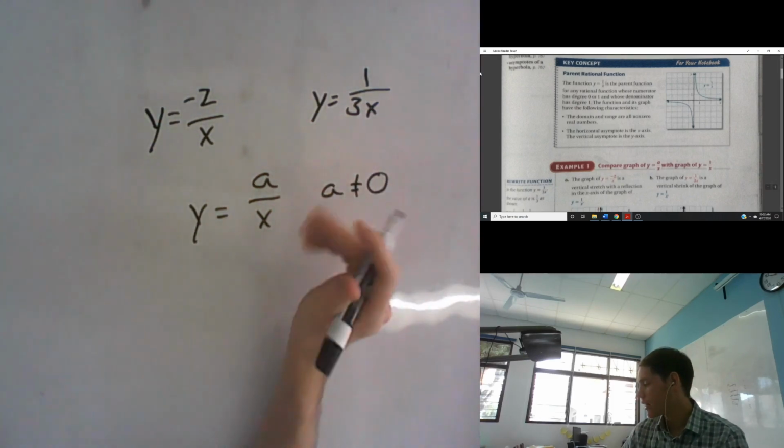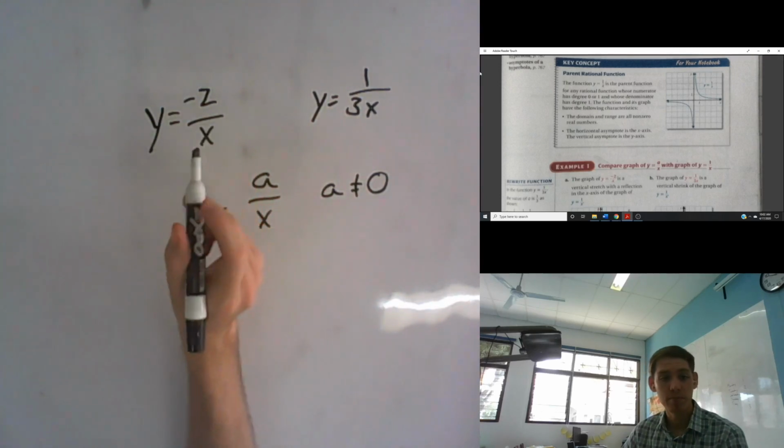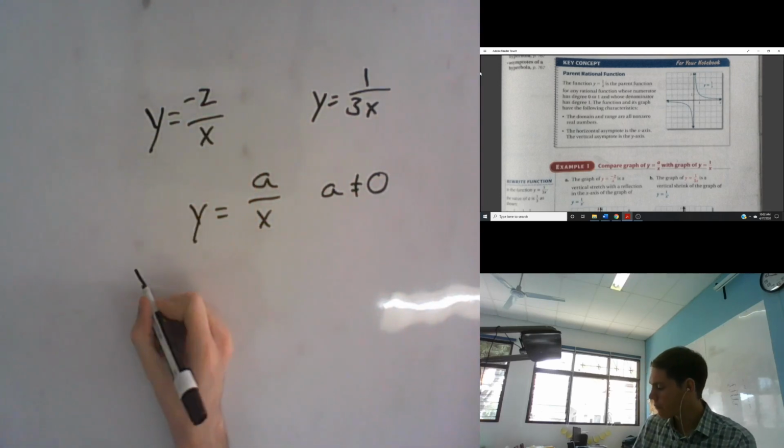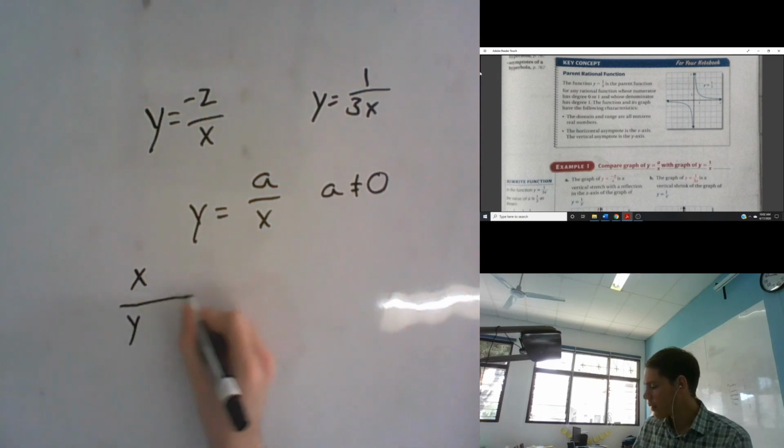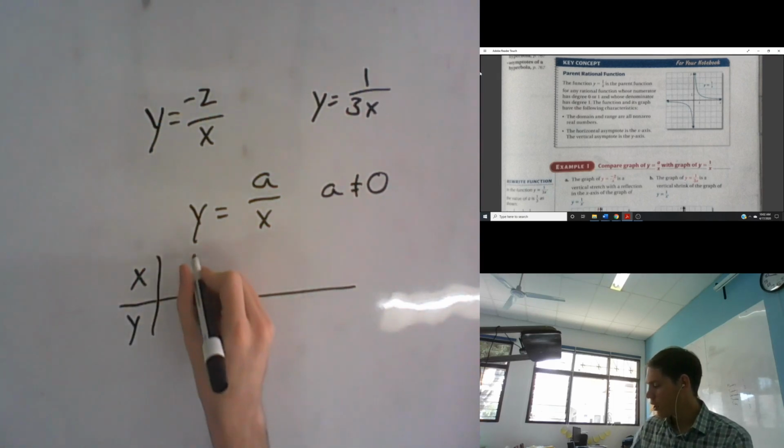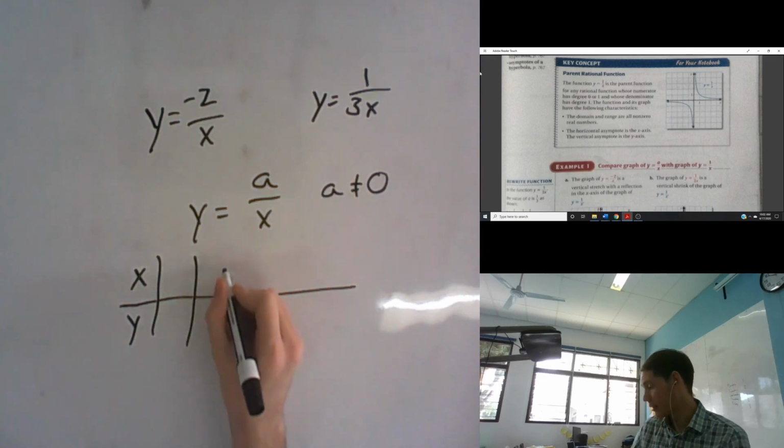Okay, so how to do this table? Well, first you need to remember that the only 2 numbers this can't be, well, that x can't be 0 and y can't be 0. That's the only thing.